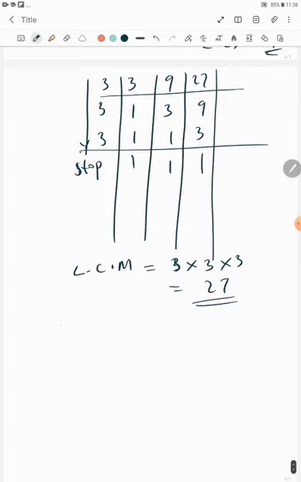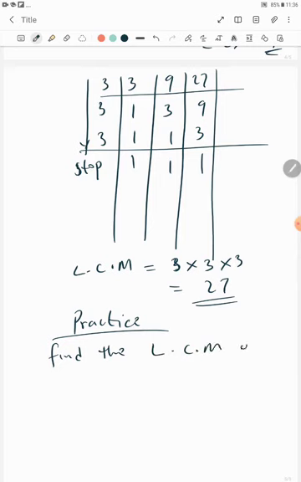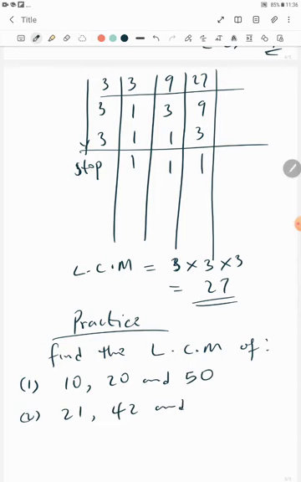So you can also try this. Practice with this. Find the LCM of number 1, you can see 10, 20, and 50. Number 2, the LCM of, let me give you a simple number, 42 and 84. So use these two to practice, and let me have your answers in the comment section below. Just use this tabular method.